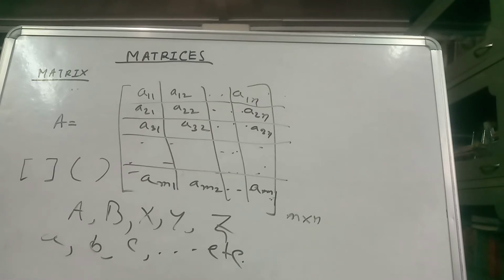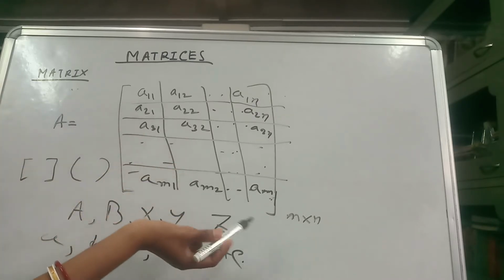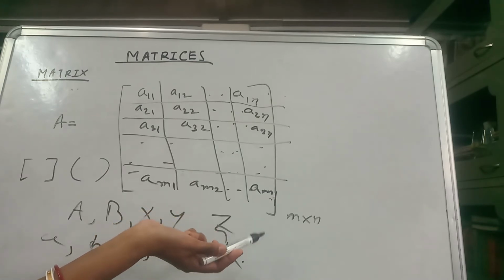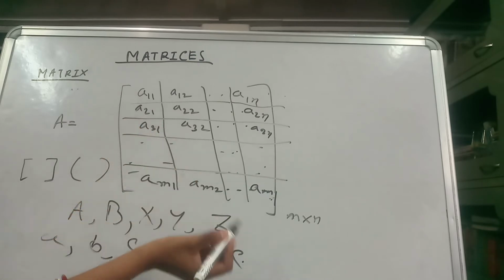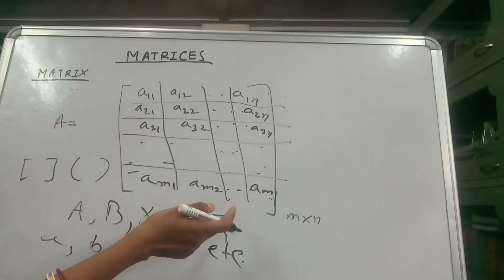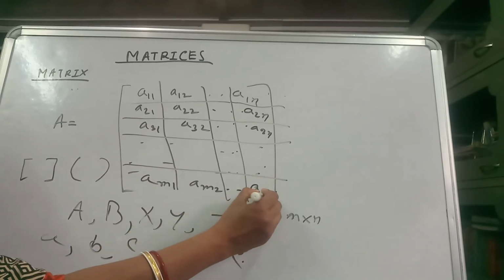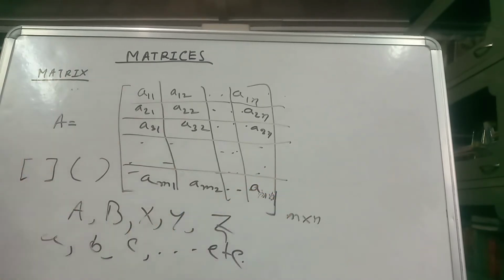Now, what is the order of the matrix? The order of the matrix is calculated by m cross n. Suppose a matrix has m rows and n columns. Then the order of the matrix is written as m cross n, where m represents number of rows and n represents number of columns, and is read as m by n or m cross n matrix. In general, an m by n matrix has the following rectangular array.